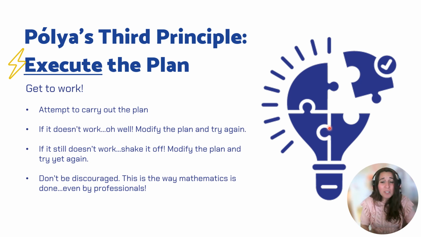Mathematicians almost never get it right the first time. And in fact, research shows that the more mistakes you make, the better you start to understand something as you iterate through again and again. And the more connections your brain makes and the more patterns you start to see.